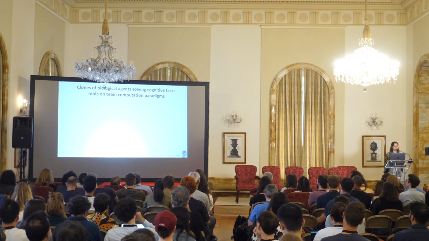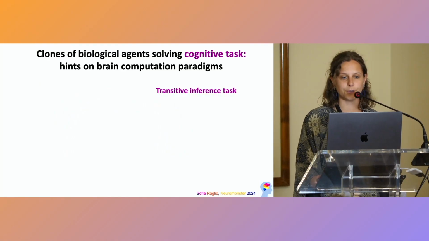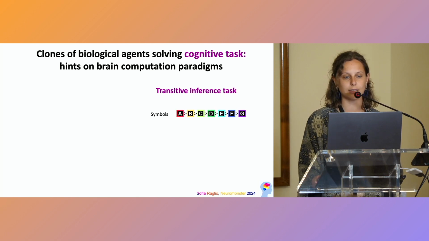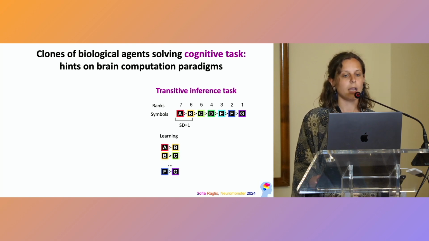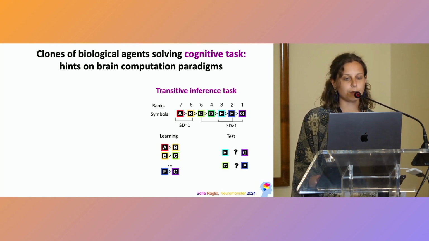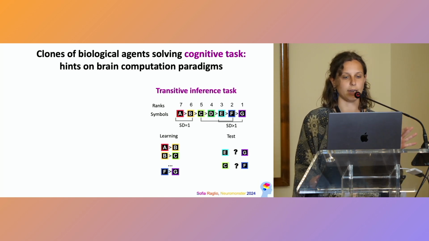So first of all, which is the cognitive task we are talking about? We are talking about the transitive inference task, which is a serial reasoning task. You have a sequence of symbols and you have a rank arbitrarily assigned to each symbol. During the learning phase, you are trained only on nearest neighbors, so with the symbolic distance, which is the difference in rank among the symbols, equal to 1. And during the test phase, you have to generalize your knowledge on all the possible pairs of items.